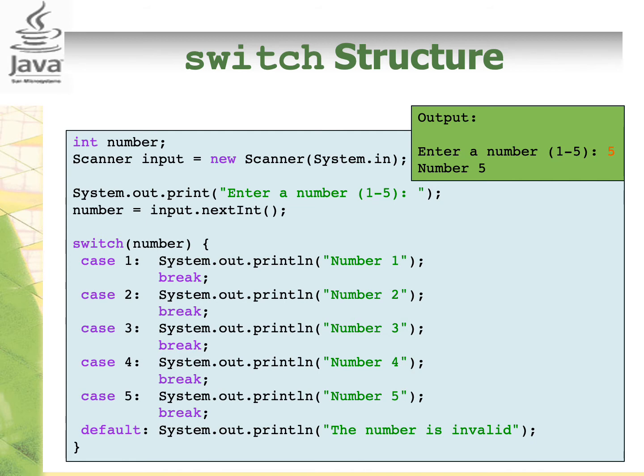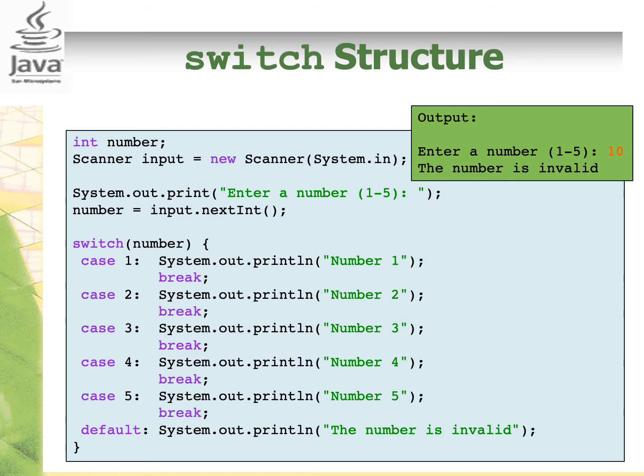For example, when we run this code, it asks the user to enter a number, the value of 1 to 5. When we enter 5, it checks case 1. 1 is not the same as 5, so it goes to the next case 2. 2 is not equal to 5, it checks the next one until it gets to case 5. 5 is the same as 5, so it displays number 5 because that is the statement within the case. It then finds the break and breaks out of the switch block.